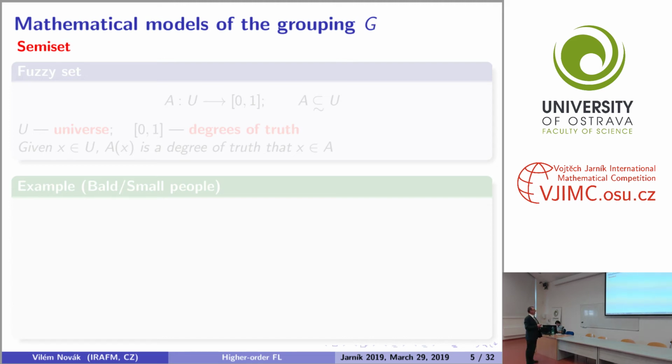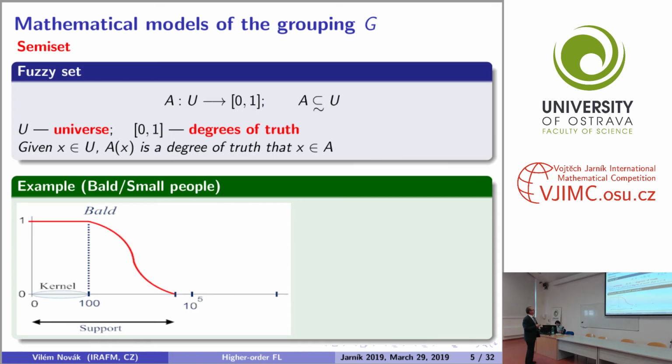There are, at least known to me, two essential and beautiful models of that. The first is the notion of so-called semiset. I will speak about it later on, so not now. And now I speak about another concept that is called fuzzy set. I think you have heard about it. It was established by American professor Lotfi Zadeh in 1965. And his idea is very simple.